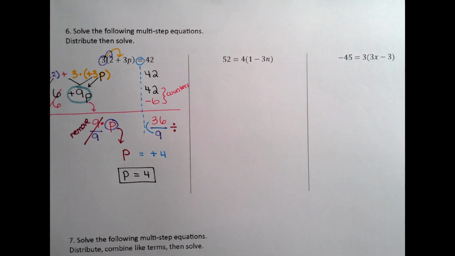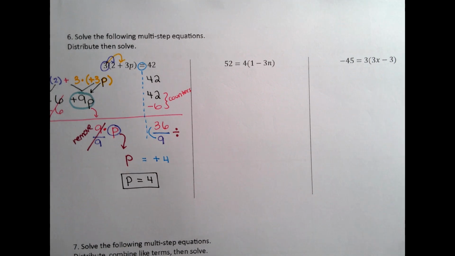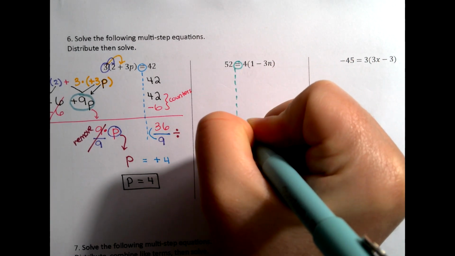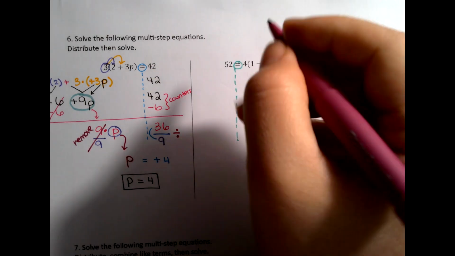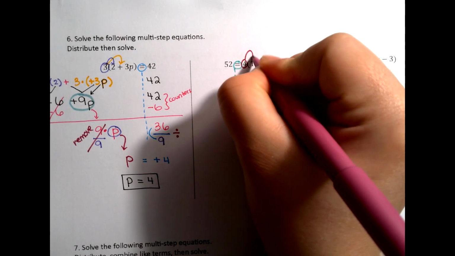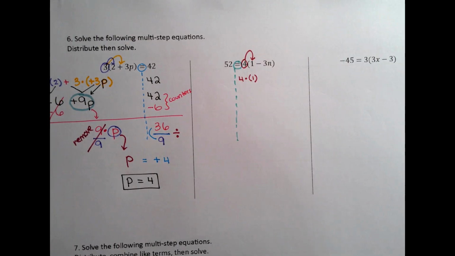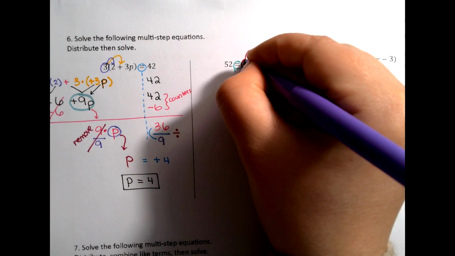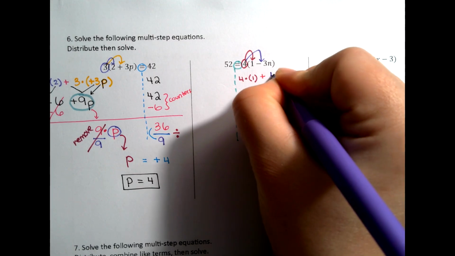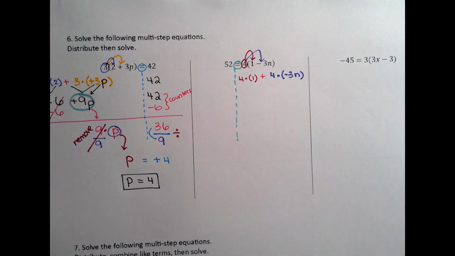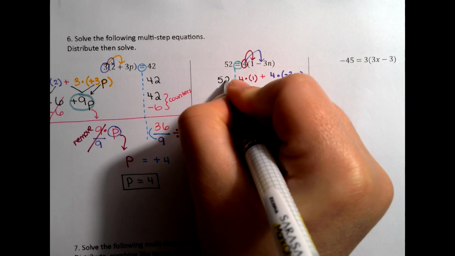Okay, let's go again. 52 equals, so let's go ahead and circle our equals, dotted line. Here I do have parentheses, so I'm going to be distributing 4 times open 1, close it. And bring that 4 onto this negative 3n. 4 times open negative 3n, close it. Bring down your 52.